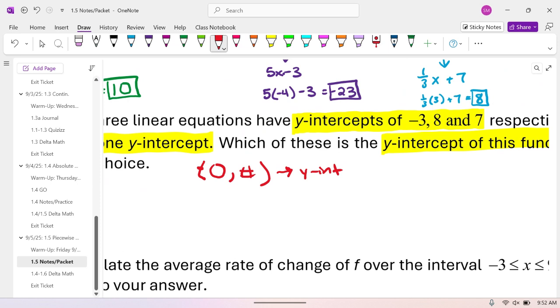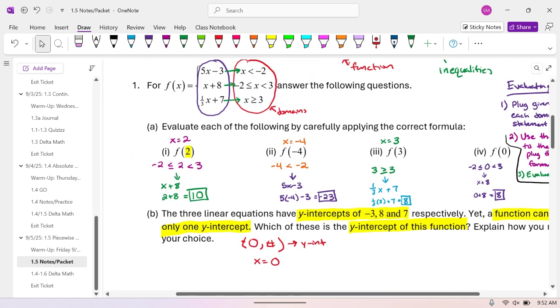So that means we're looking for when x is what? 0. So we're looking for when x is equal to 0. Now, based off of our piecewise function, what domain does 0 fit into? The second one. So plug in 0 for x, and what do we get? 8. So our true y-intercept is the point (0, 8) because that's where 0 fits into the domain.